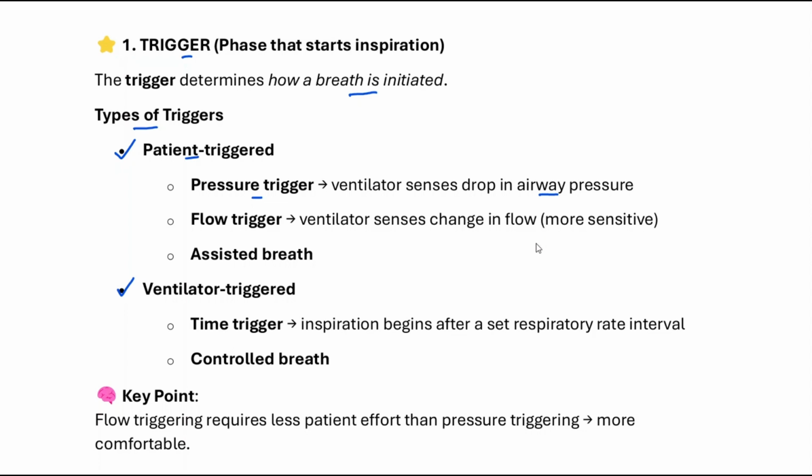If it's flow, when the patient wants to initiate a breath, there's going to be a change in flow in the airway. The ventilator senses that the patient wants to take a breath and delivers a breath. This flow trigger is more sensitive than pressure trigger. Because the patient is the one initiating it and the ventilator is only assisting, we call this an assisted breath.